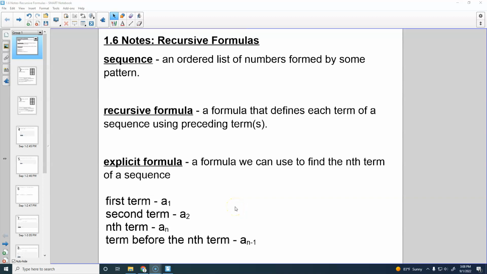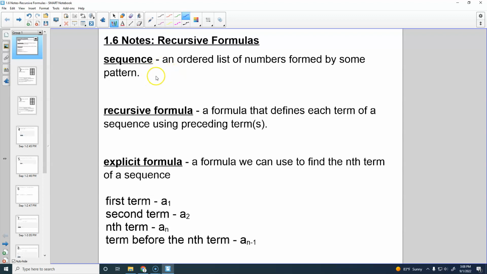In this section, we are going to look at recursive formulas. And recursive formulas should be a new topic for you that you have not really seen before. But this first term that we are going to look at is a sequence. And this is something that you may not have called a sequence, but you've certainly been familiar with. A sequence is just an ordered list of numbers formed by some pattern.